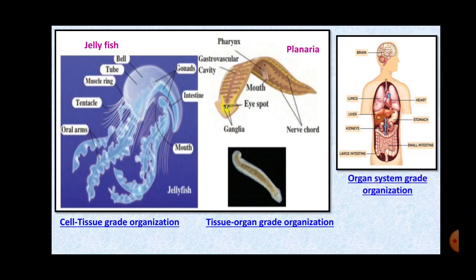The last one is organ system grade organization. Here your organ systems are developed and they perform different functions of your body. Examples: crab, frog and human, as you can see on your screen, right? So the very first criterion of animal classification, grades of organization, is very much clear. We shall move to the next, that is body symmetry.